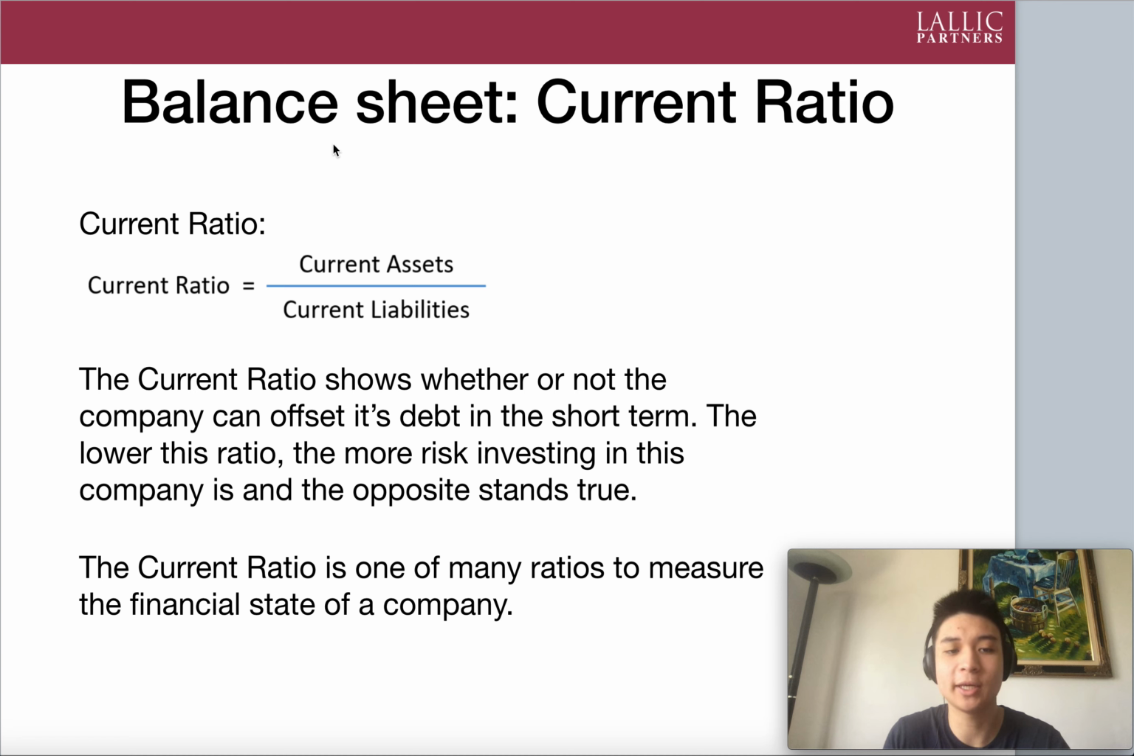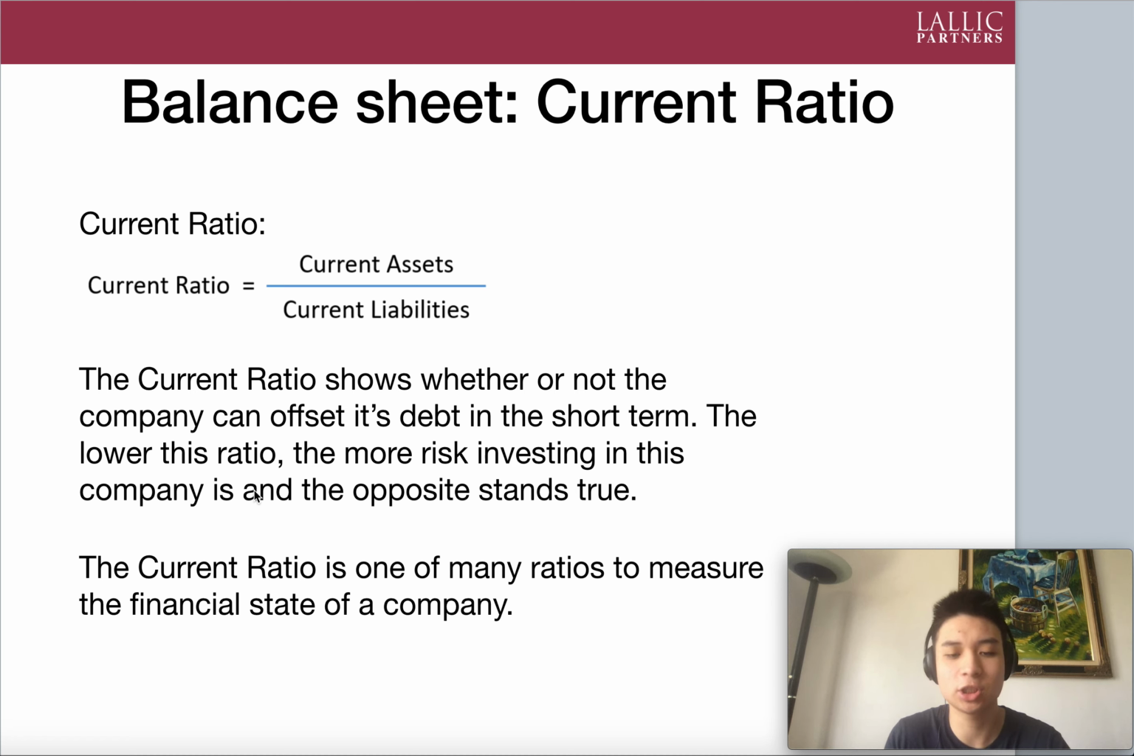So how do we use the balance sheet to analyze the company? We often use what is sometimes called the current ratio. The current ratio equals the current assets over current liabilities. By current, it usually means the company's assets that they can liquidate within 1 year. And the current liabilities are the debt that a company owes that they have to pay off within a duration of 1 year. So the current ratio shows whether or not the company can offset its debt in the short term, in this case a 1 year term.